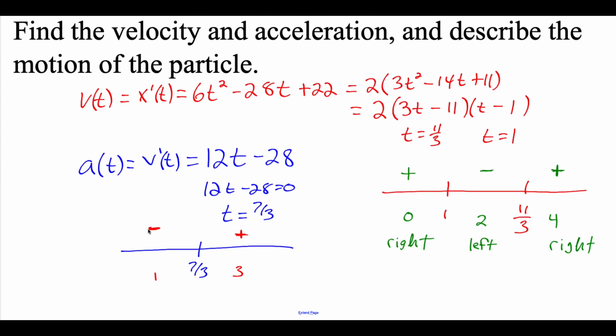So on the left-hand side, because we have a negative second derivative, that means that our particle is slowing down, or we can say that it's decelerating. And because on the right-hand side, we have a positive second derivative, that means that our particle is going to be accelerating or speeding up.